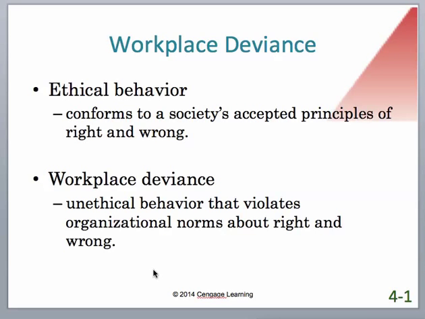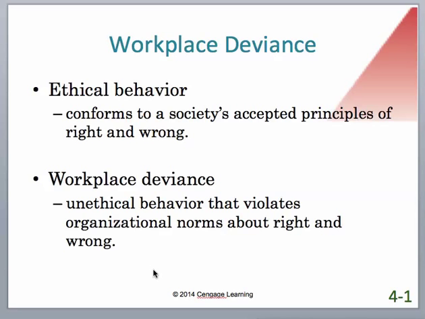The first is just giving us a definition of ethical behavior. Ethical behavior is conforming to a society's accepted principles of right and wrong. You can even replace that word society with something like a social group's accepted principles of right or wrong. So ethical behavior is often dependent upon the situation, or let me back up. It's often dependent upon the group that you're within as being viewed correct or incorrect.